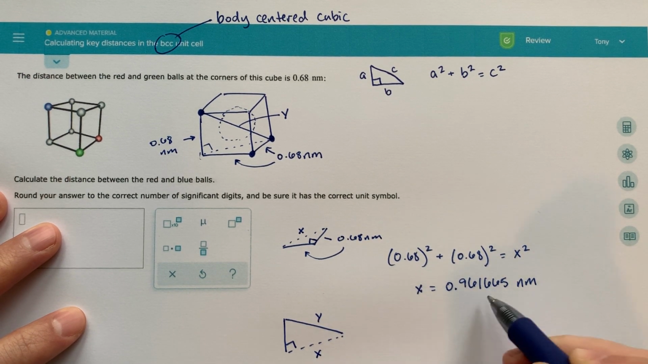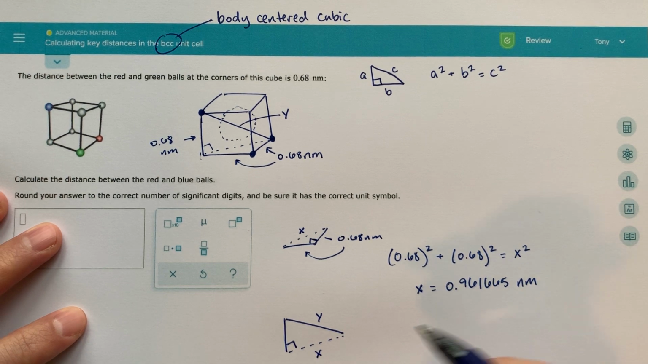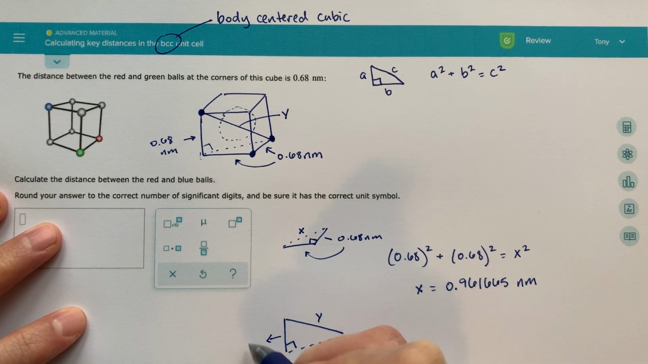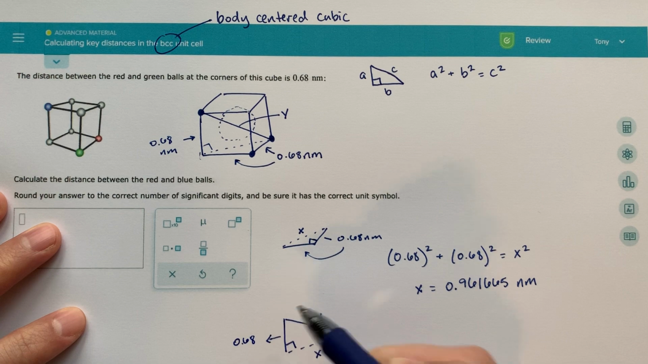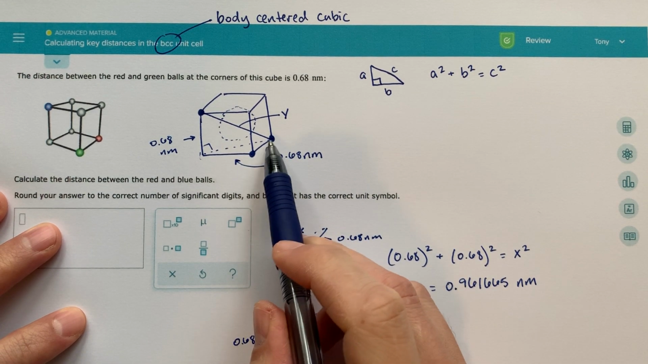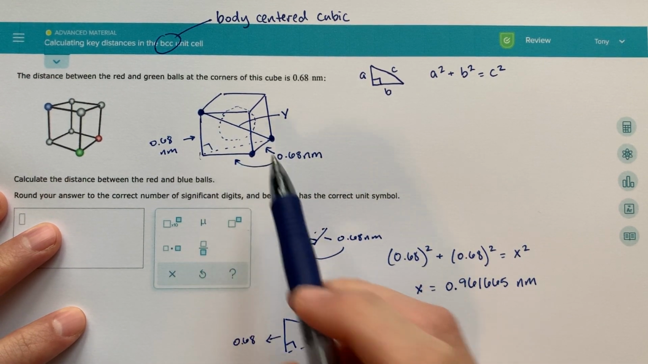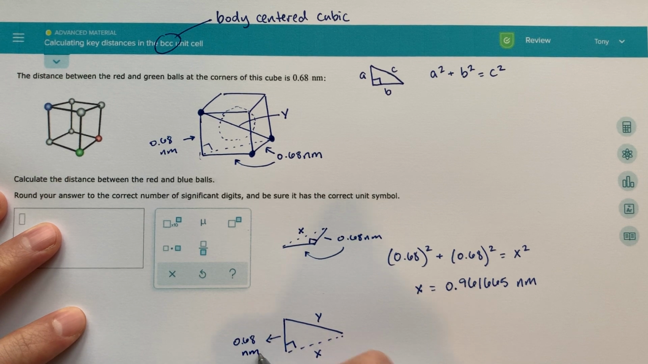This distance is x, that's 0.962. And then this distance here is 0.68. And we know that again, because it's a cube, right? Because all of our edge lengths have to be the same because it's a cube. So now we've got the information we need to solve for y.